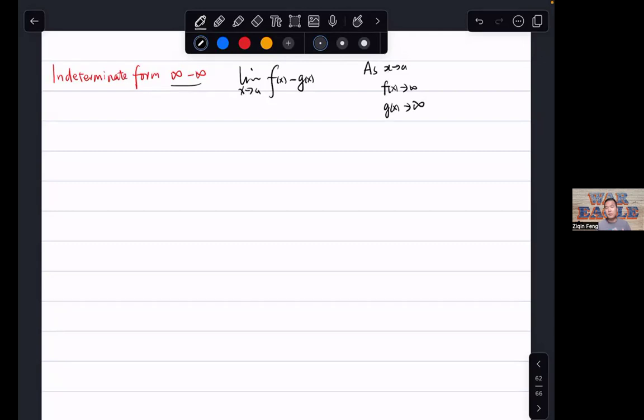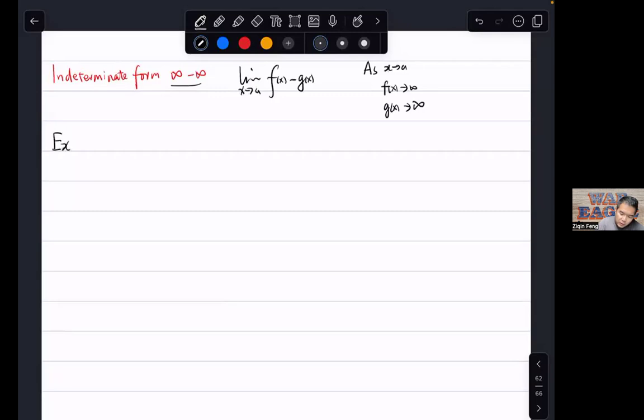So we have to do something to decide what is this limit, right? Is it a finite number or infinity or zero, right? Okay, so let's see examples, right?